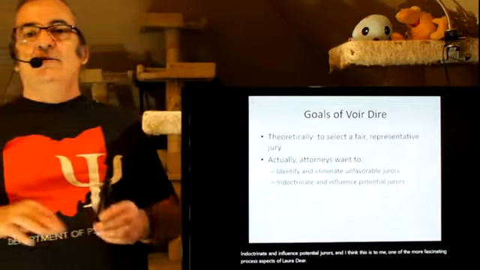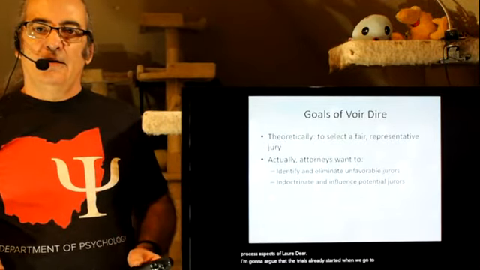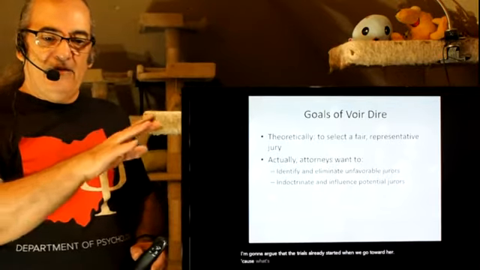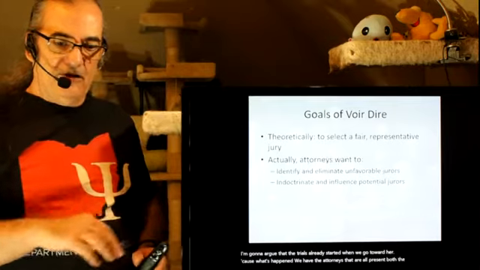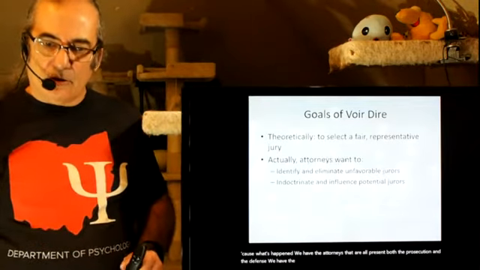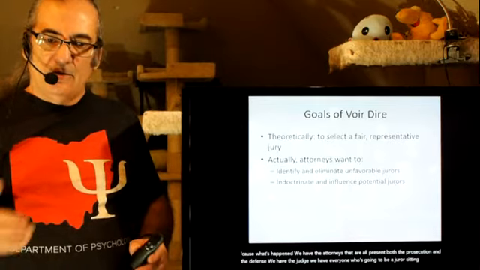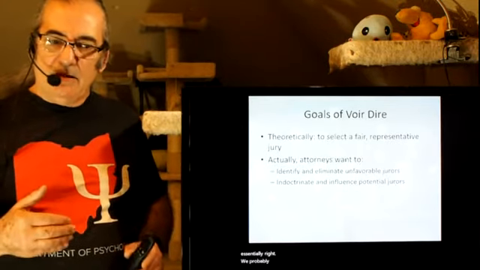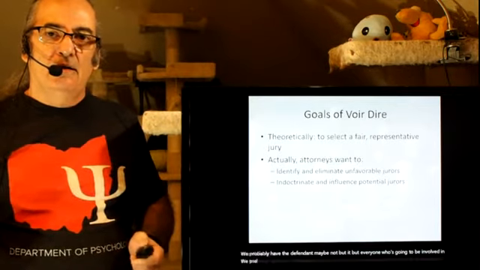I'm going to argue that the trial's already started when we go to voir dire. Because what's happened? We have the attorneys that are all present, both of the prosecution and the defense. We have the judge. We have everyone who's going to be a juror sitting there, essentially, right? We probably have the defendant, maybe not, but everyone who's going to be involved in the trial is basically there.